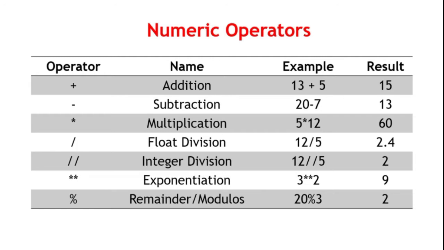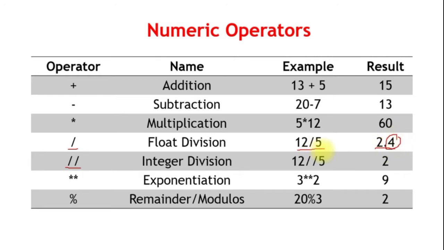Anong pagkakaiba ng float and integer? Float division is isang slash lang. Integer division is dalawang slash. Ano yung pagkakaiba ng dalawang ito kapag ginamit sa program? Example is 12 divided by 5, pero isang slash lang. Kapag isang slash lang ang ginamit sa division, kukunin niya pati yung decimal point.